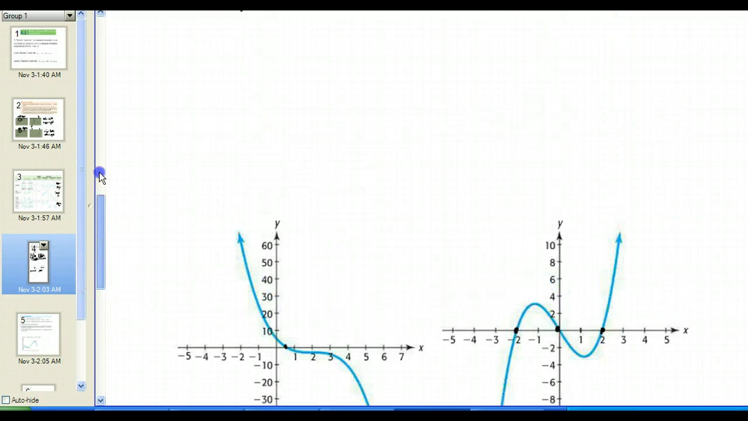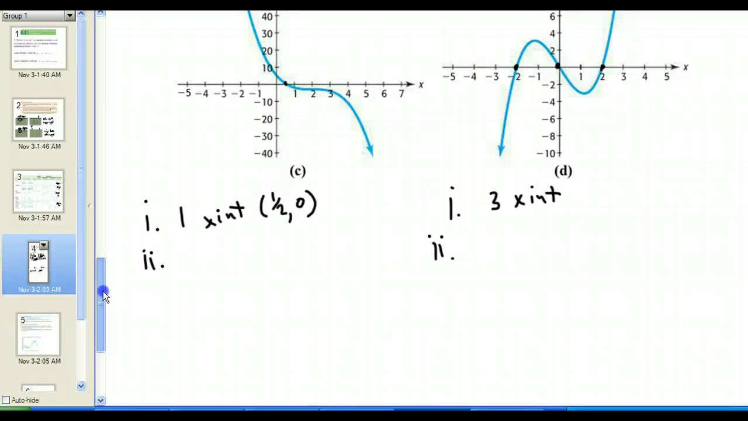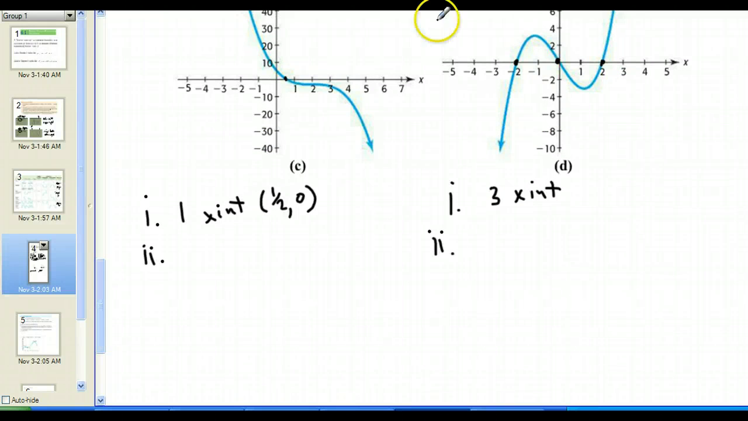Part 2 was how many turning points. So this one looks like it has 0 turning points. This one looks like it has 1, 2 very obvious turning points.